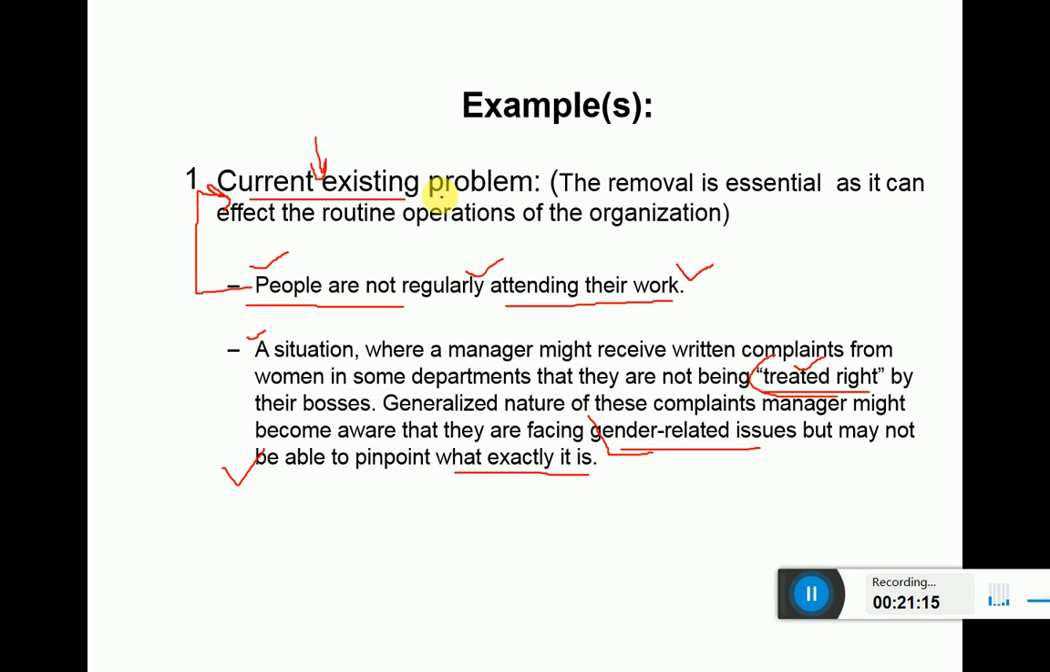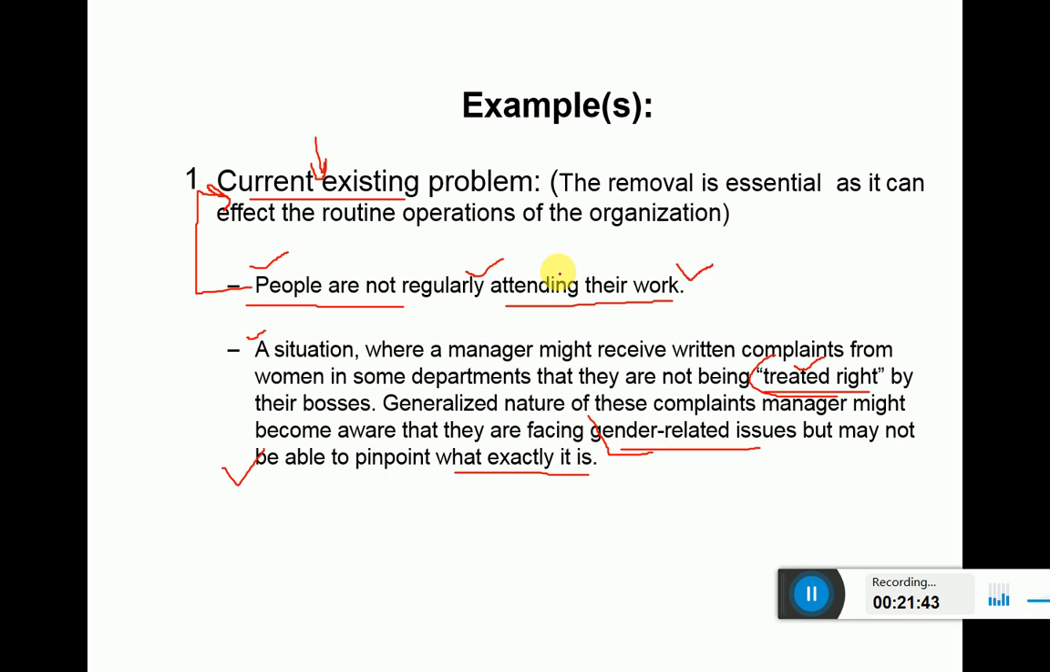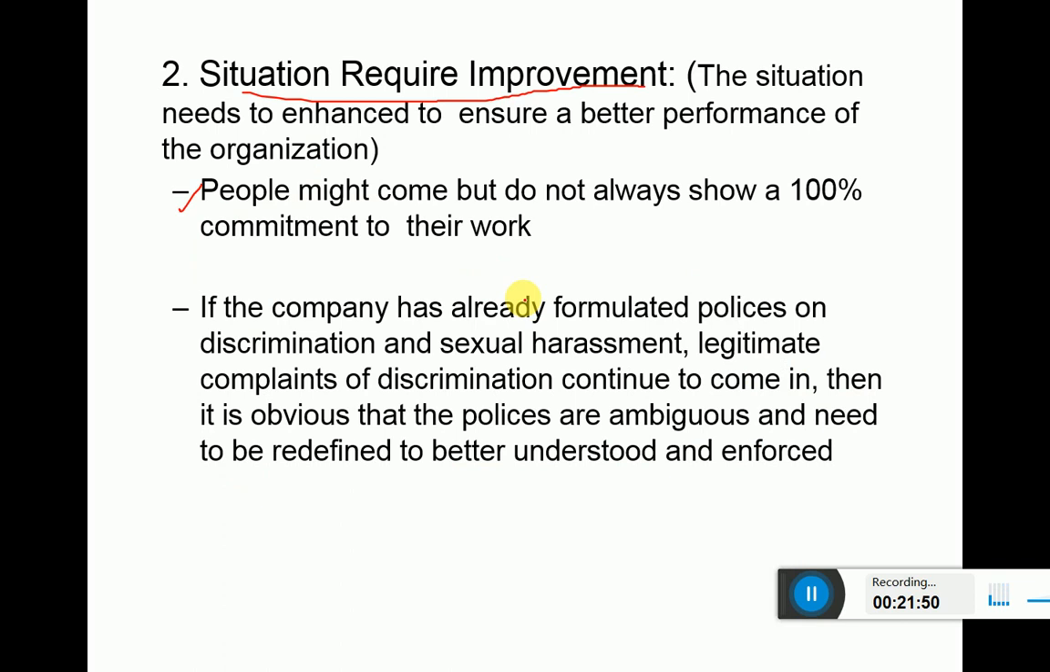Now the next prospect to the kidishi situation require improvement. Like for example we have some situations where we need some more improvement, like the situation needs to enhance to ensure a better performance of the organization. Like sanga, like for example, again two examples, people might come but don't always show 100% commitment to their work. Us organization so kara gora last ke organization che de regular employees che kam de organization tab regular na ratlan, is it organization so kara now organization koshish ukrala employee lai wai na ukra chita so time rashi.